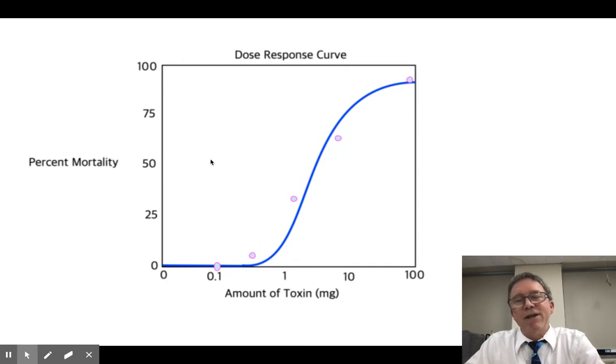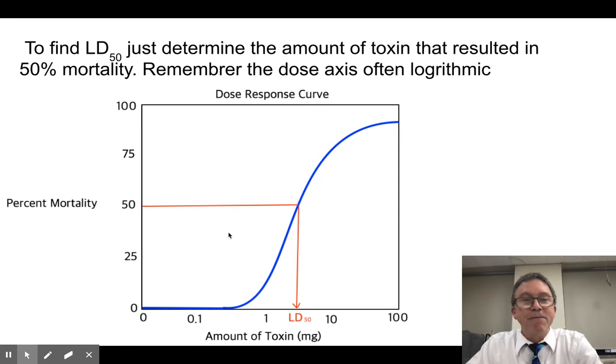And I apologize, my graphs aren't that great. I'm trying my best, but I'm not a professional. So here you go. What I find then is that to find the LD50, I go to 50% mortality. I go across until I hit my interpolated logistic line, and then I go down.